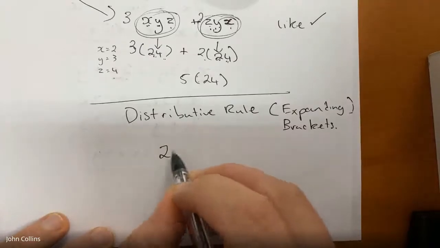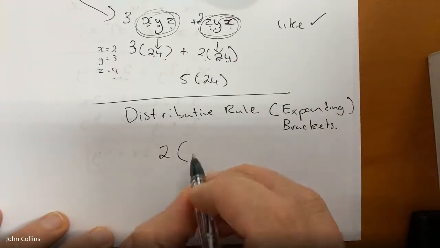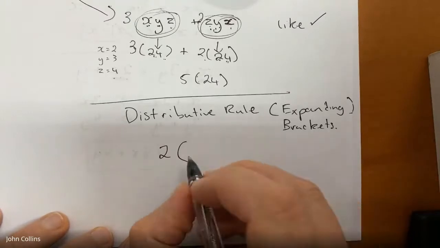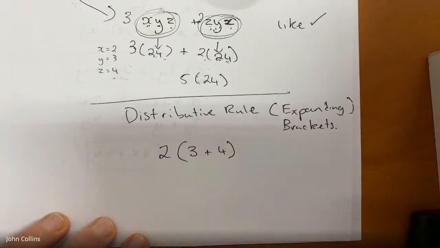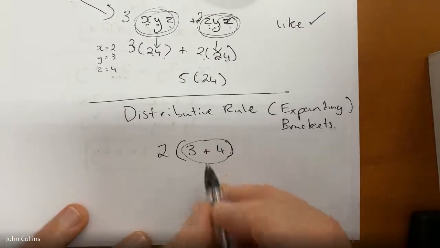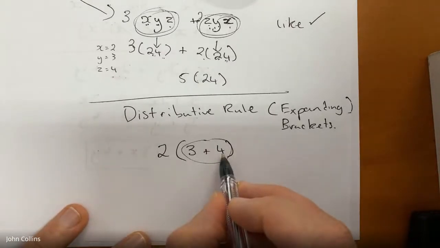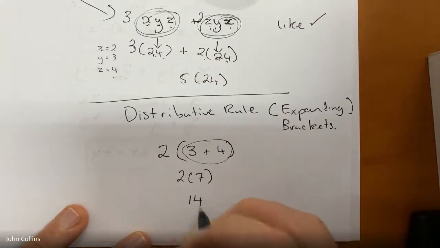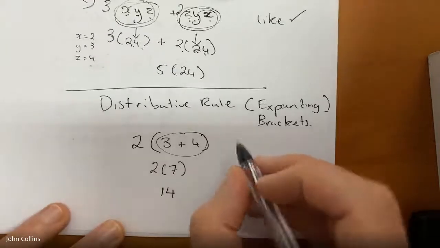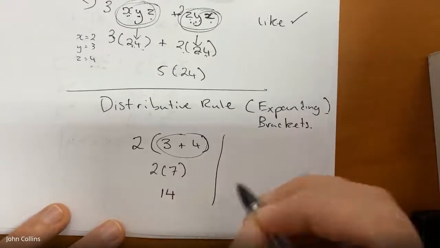If I want to multiply something by 2, but I want to multiply 2 things by 2, I can say 2 times, and I want to multiply it by 3 and 4, and add the result. So 2 times 3 plus 4. Now I can do this 2 ways, the distributive rule and the normal way. Normal way, you would just do 3 plus 4 is 7, and then you would multiply 2 times 7 to give 14.